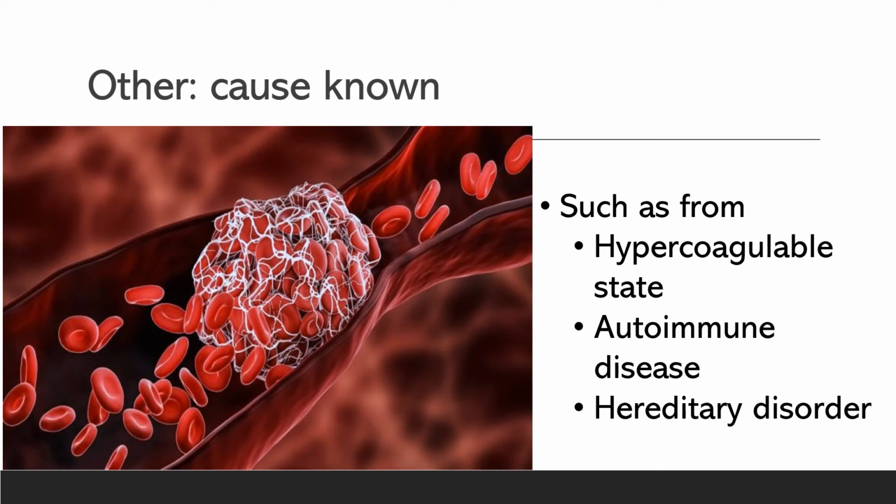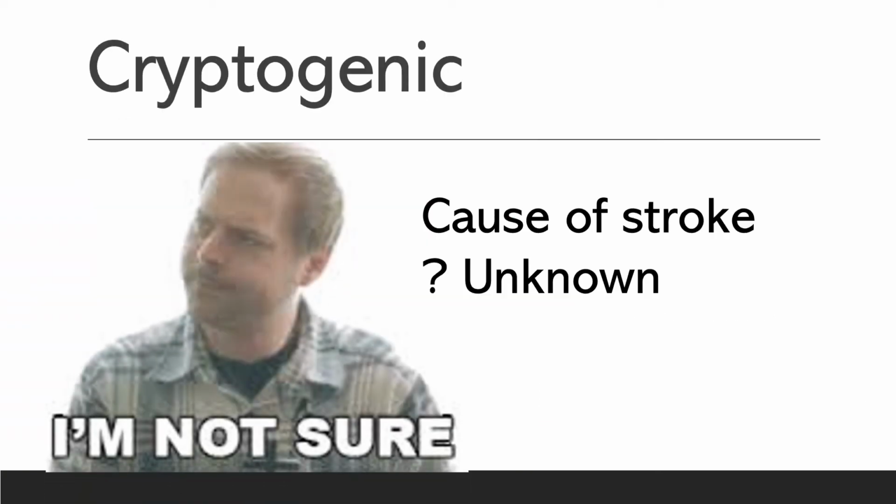The other type of stroke is the other kinds. That is, we know what causes the stroke, but they are classified as other types, including hypercoagulable state, autoimmune disease, or hereditary disorder. The last type of stroke is called cryptogenic. That means the cause of stroke is unknown after the initial tests were done.